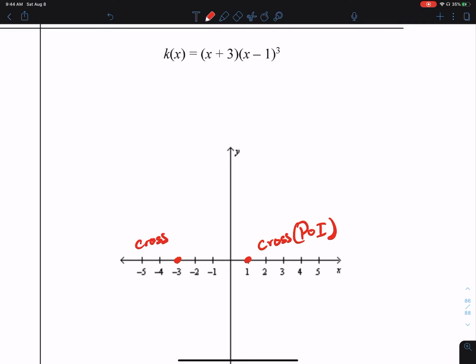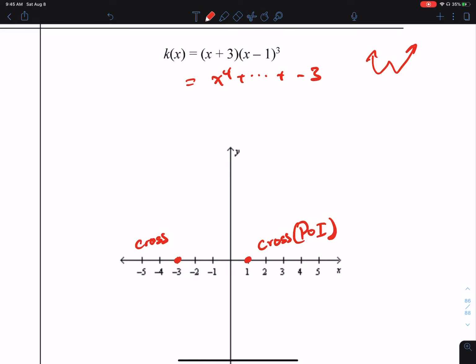Does not change concavity. If we multiply this out, a negative 1 cubed is negative 1 times a positive 3 is going to be a negative 3. X to the first times x cubed is going to be x to the fourth. That tells us that the end behaviors are the same because it's an even degree. Since this is positive, this is opening up.